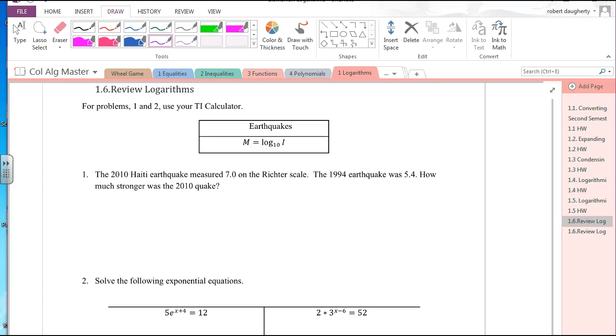Okay guys, let's review. We're going to look at the review for our logarithms test. The first page that I'm doing the review does require a TI calculator. These are things you've seen before in our studies of logarithms.